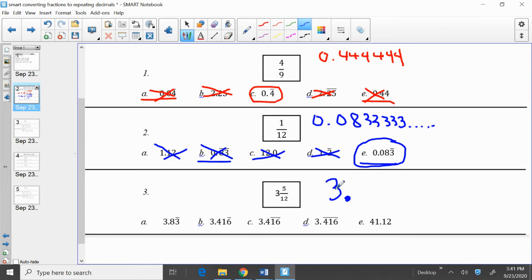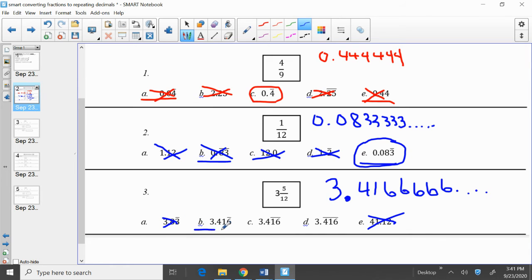In my calculator, I get 0.4166666666, and 6, and 6, on and on and on and on forever. So I know it's got to look something like this. So right away, I'm going, nope, not that answer, because that is 41.12. All right, but how about this one? Let's say no to this one too, because I see 416 with 6 repeating. This is 3.83, so no.